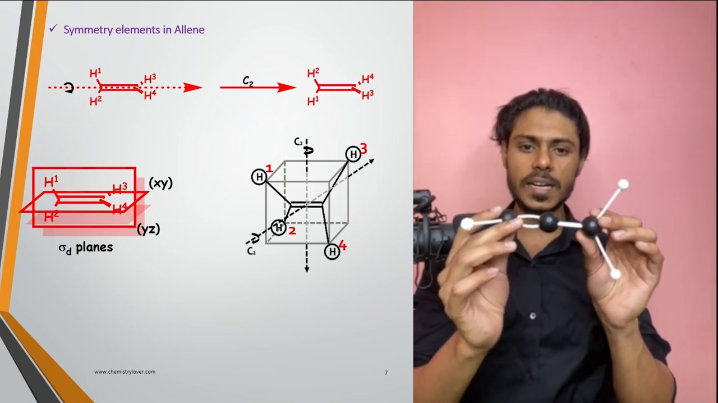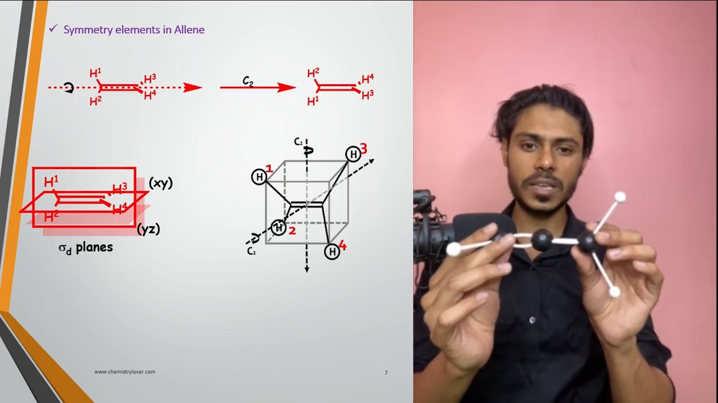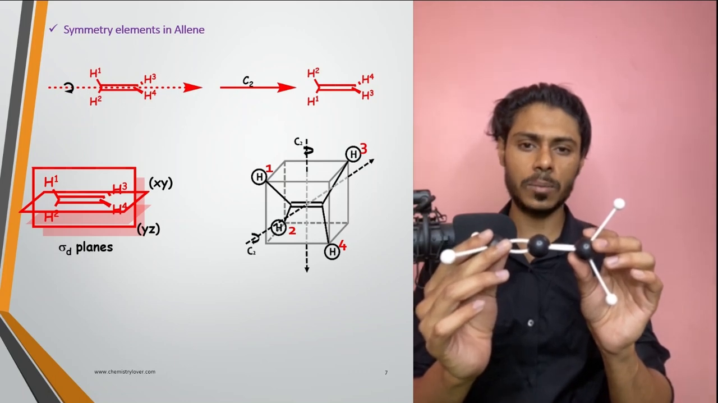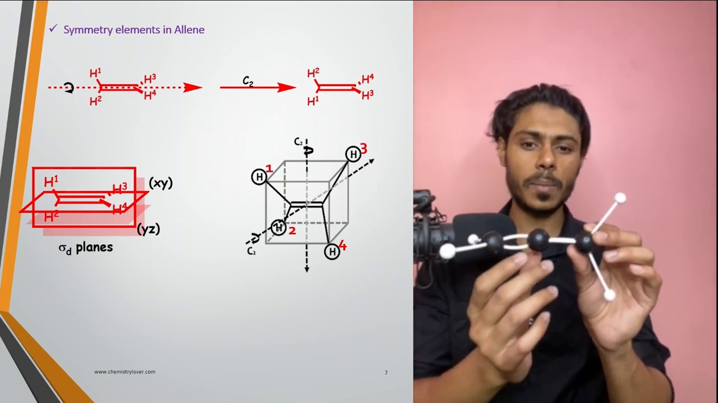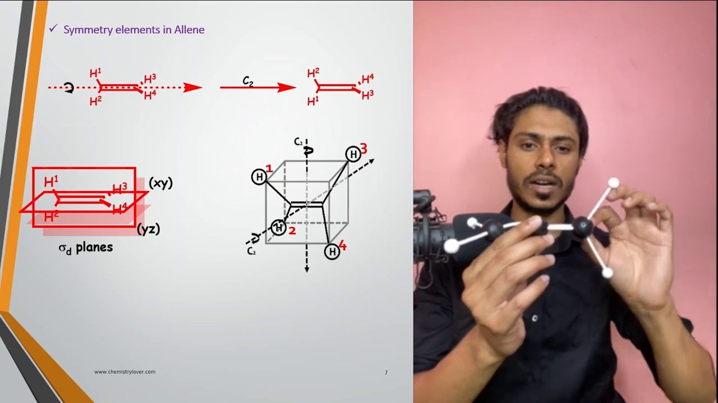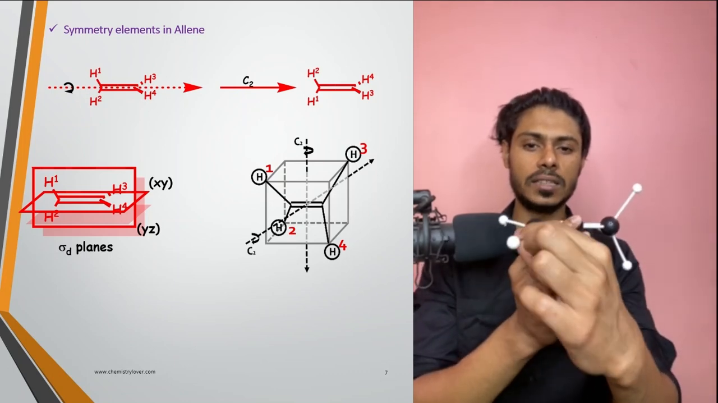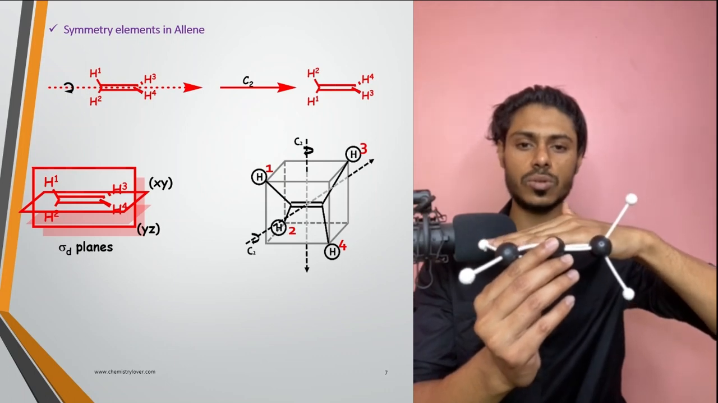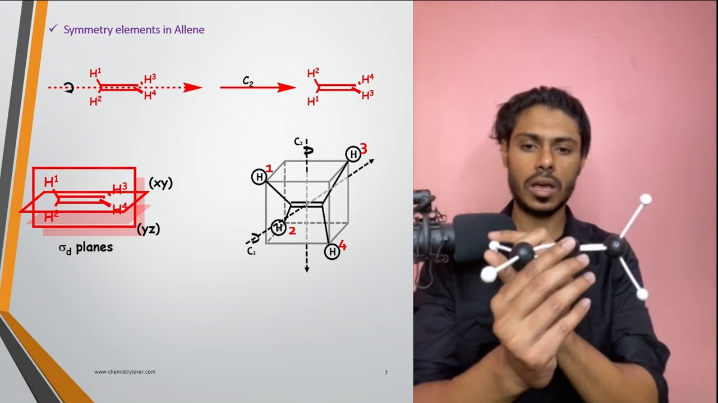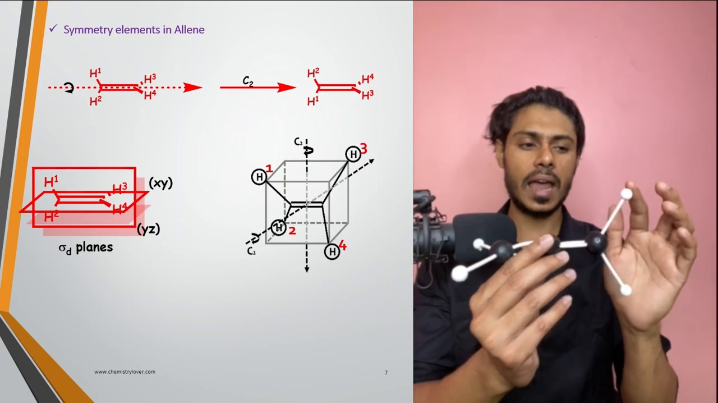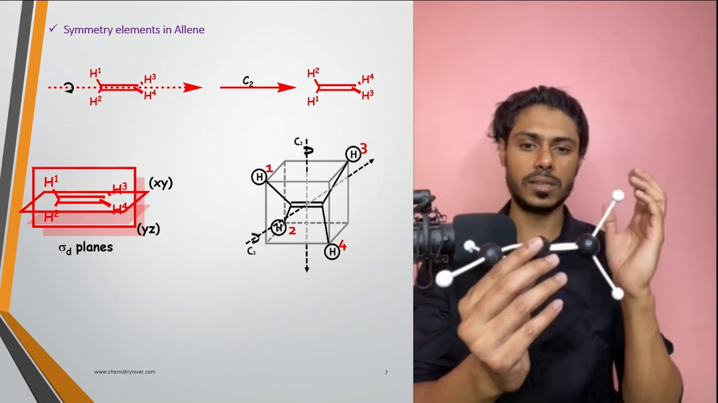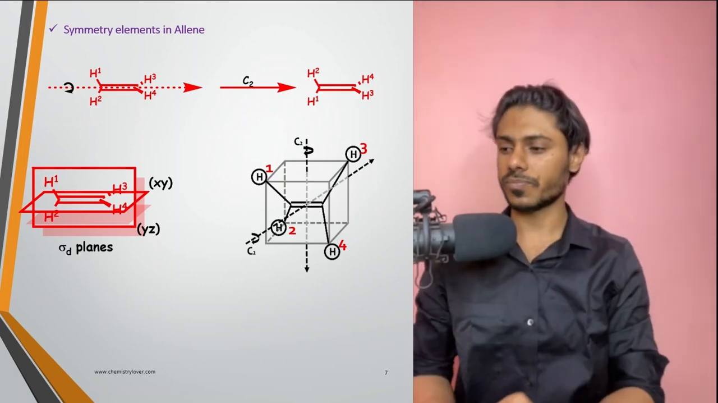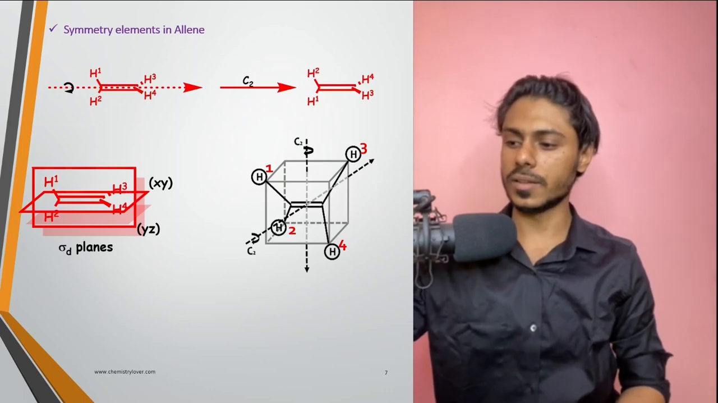Allene is very different from ethylene. In ethylene, all the hydrogen atoms and the carbon atoms are in the same plane. But in allene, you can see these two hydrogen atoms are in a different plane, and these two are in another plane. If we consider this as the xy plane, then these two atoms are in the xy plane and these two are in the yz plane, so they are in different planes. Now let us look into the slide.